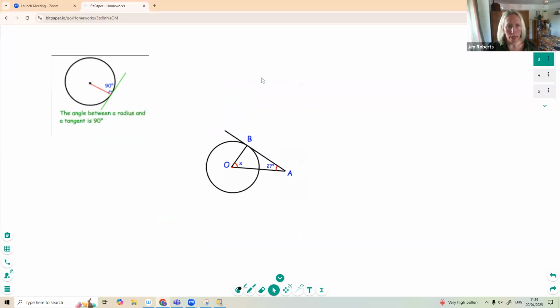So, the first tangent theorem: if you have a radius touching a tangent, this creates an angle of 90 degrees. Let's just look at this one example together.